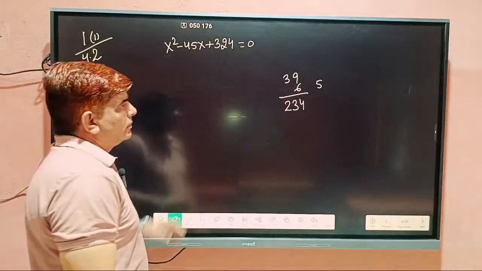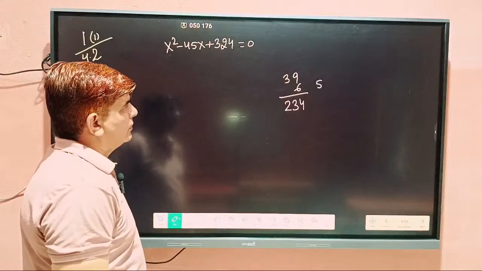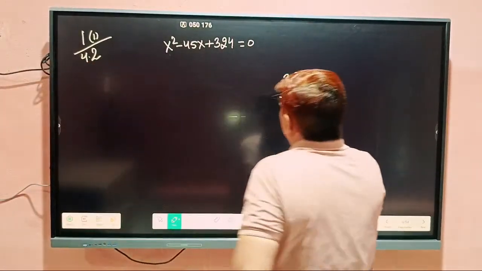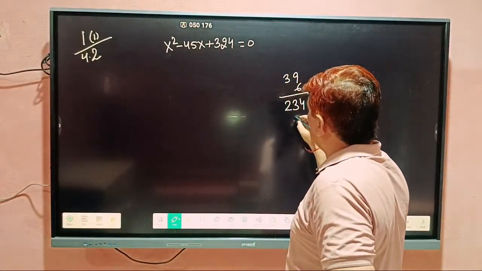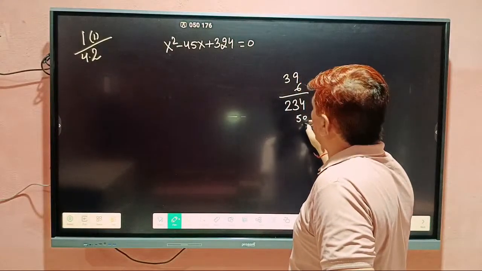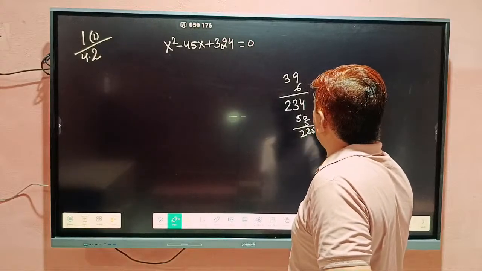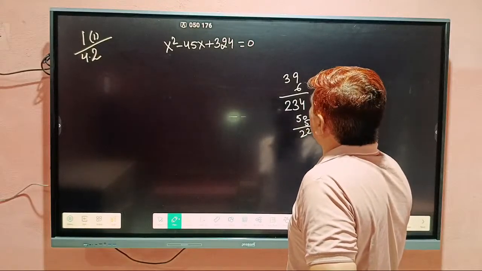So what's coming? 3 9s are 54, 18 plus 324. So what can we take? 46, 47, 50. We have taken 50, multiply by 5, 225.